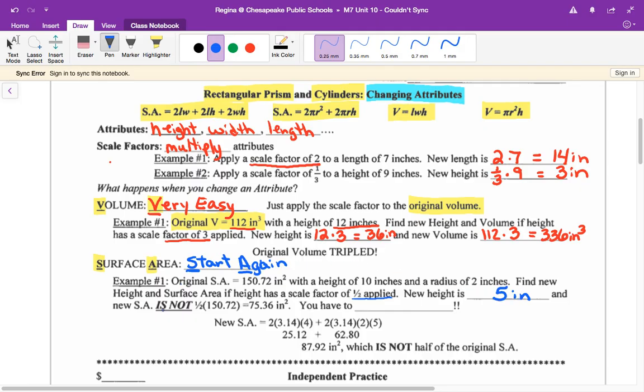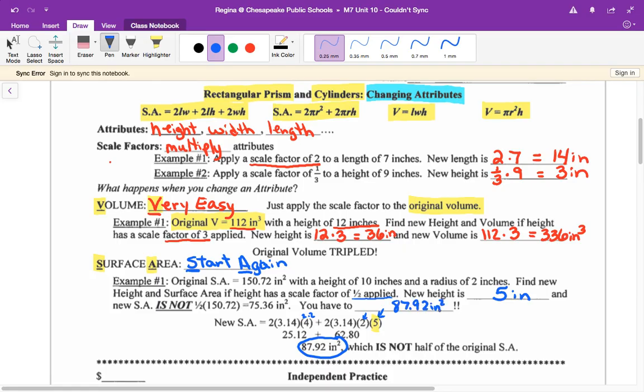If we go ahead and plug it in right here, notice that I plugged in my new height right here, so I've already done the work for us. I still have that radius of 2, and that 4 is from the radius squared. We couldn't just cut the surface area in half, because half of 150.72 is not 87.92. So we had to work the whole thing over again and plug in our new height right here.